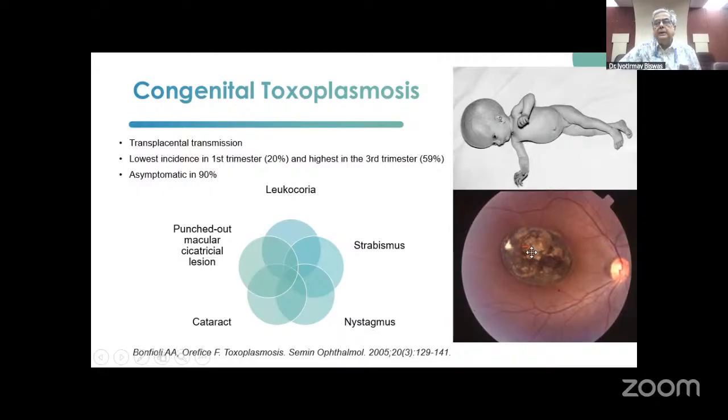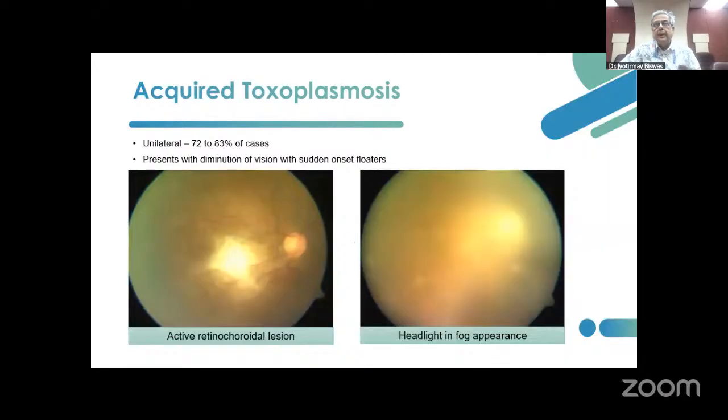Once you see one congenital toxoplasma lesion, you will not miss it. They are almost always in the posterior pole. They can have other features like hydrocephalus. So nowadays we don't see congenital toxoplasmosis that commonly. And this is acquired toxoplasmosis.